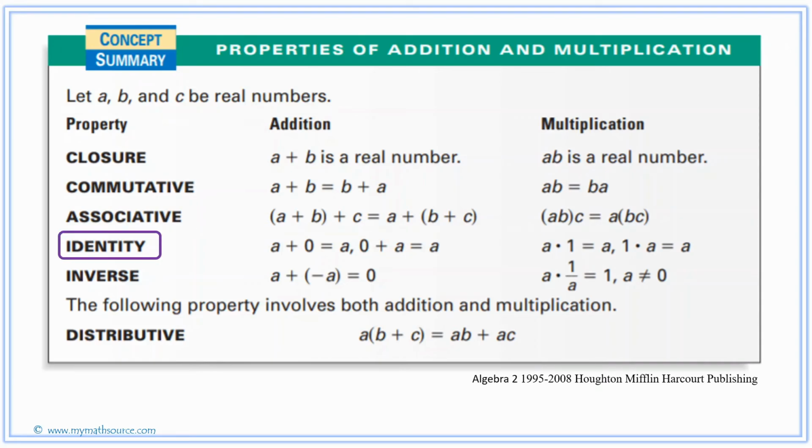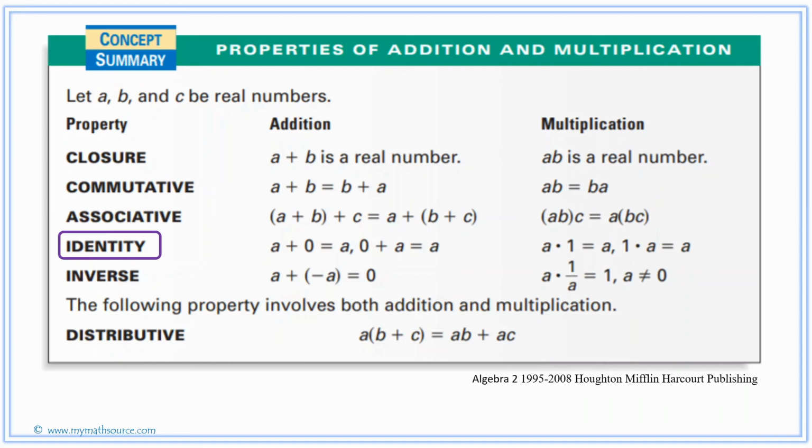Now, the identity property, you will see this often as well throughout the chapters in Algebra 2. The identity property for addition simply means whatever operation you're dealing with, whatever gets you back to the original number is considered to be the identity. So the identity for addition is 0. 5 plus 0 is 5. 7 plus 0 is 7.